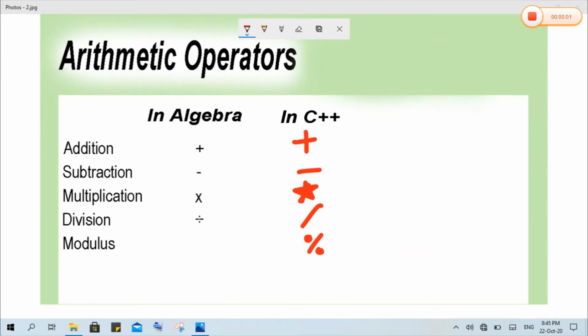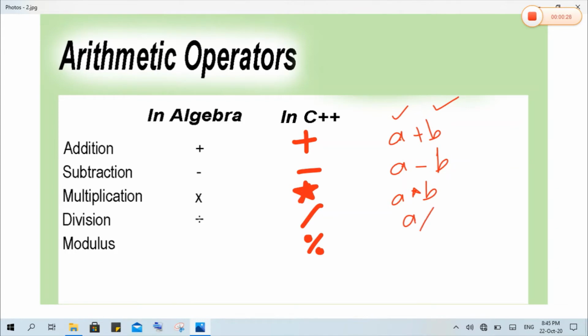All these operators are binary operators. It means they require two operands. Let us take an example of addition. It will be like a plus b, so two operands will be required for the operation. If we are dealing with subtraction, it will be like a minus b. For multiplication, a asterisk b. For division, a division b. And when we are going to find the modulus or remainder, then it will be like a modulus b. So these operations require two operands.